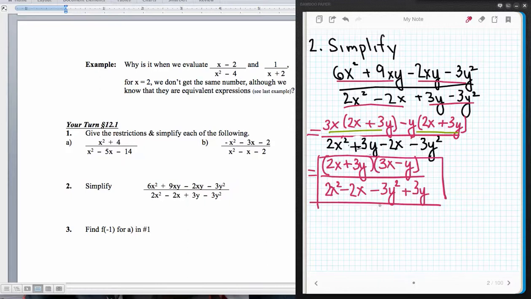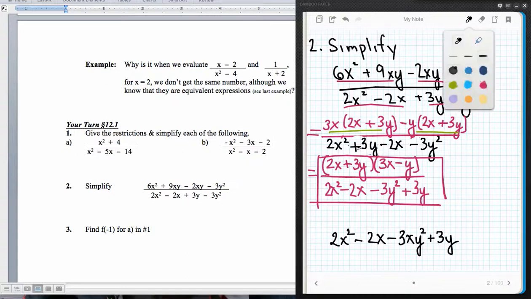So maybe what I would like to do with this one is actually rewrite it in such a way so that we could see that. So if I had a 2x squared here minus a 2x, and then minus a 3xy squared, and then plus a 3y, look what would have happened. And I'm going to write this in green so it looks different than what's above.